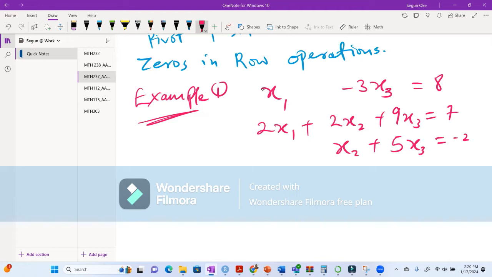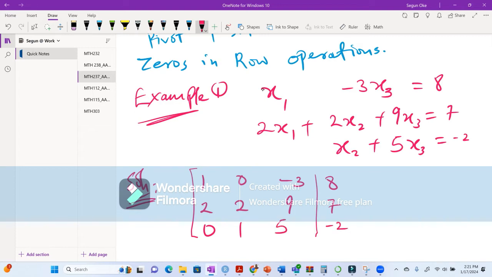In this case, the first thing you need to do is to write your augmented matrix. We are trying to work on the row reduction algorithm. But let's see how it works. So the first row is 1. You discover that equation 1 does not contain x2, so we call it 0. Then we have minus 3, then we call it 8. Augmented matrix, don't forget. Here we have 1, 2, 9, 7. Here we have 0, 1, 5, negative 2. Now we have the augmented matrix.